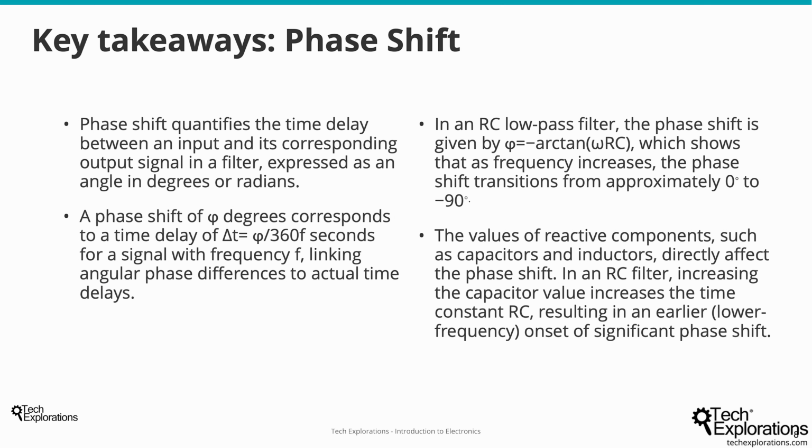A phase shift of phi degrees corresponds to a time delay of delta t, and that links the angular phase differences to actual time delays. So this formula is important if you want to translate phase into time. The values of reactive components, such as capacitors and inductors, directly affect the phase shift. In an RC filter, increasing the capacitor value increases the time constant RC, and that results in an earlier, low frequency onset of significant phase shift.